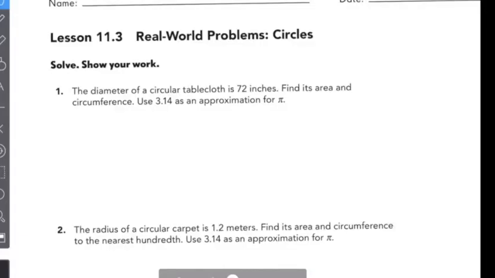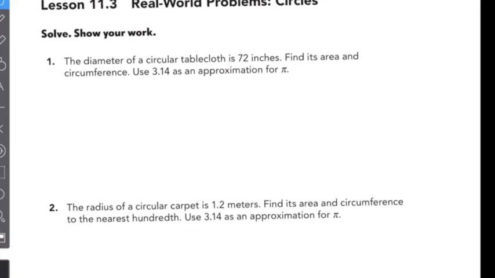Okay, boys and girls, this is lesson 11.3, real world problems. So the first one says the diameter of a circular tablecloth is 72 inches. Find the area and circumference.